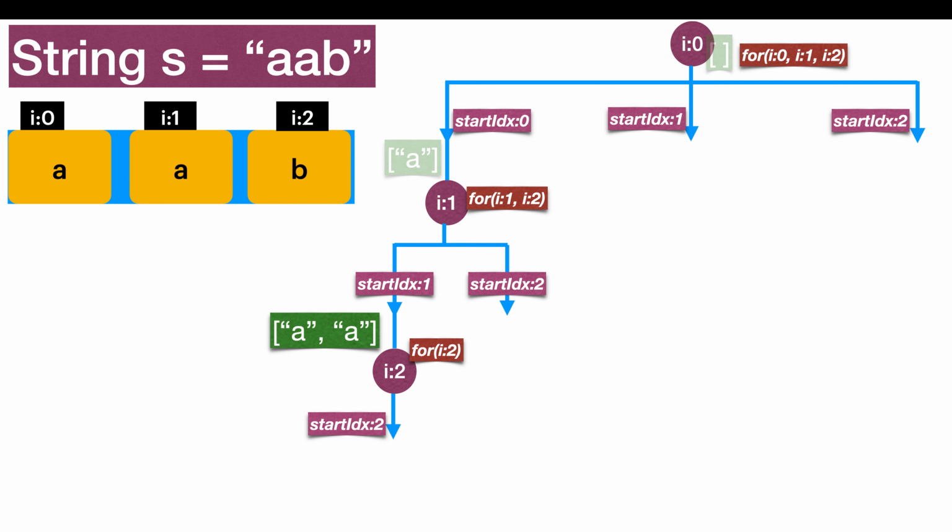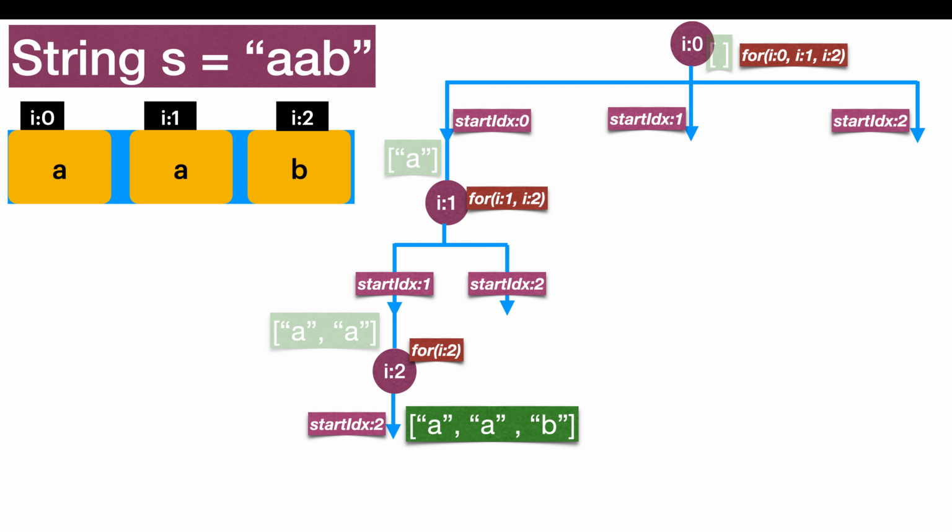We add the start index 2 value to the list. Obviously, if you see, my caller index is 2 and my start index is 2. With the 2 2 combination we get a substring from S as B. As B is a palindrome, we add string B to the list. Now our list becomes A, A, B.